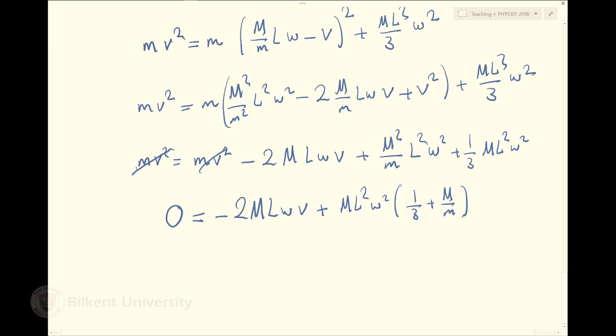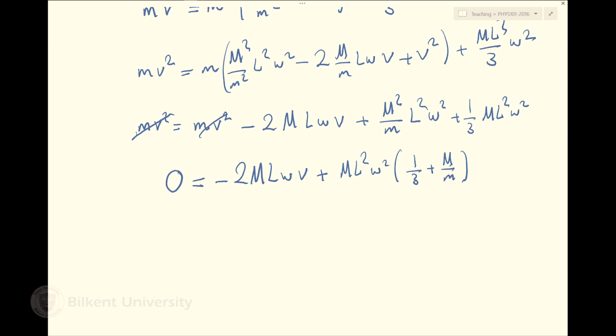Right. Now this equation has two solutions. Let's write them. I have omega equal to zero, or L omega times 1/3 plus capital M over small m minus 2v.